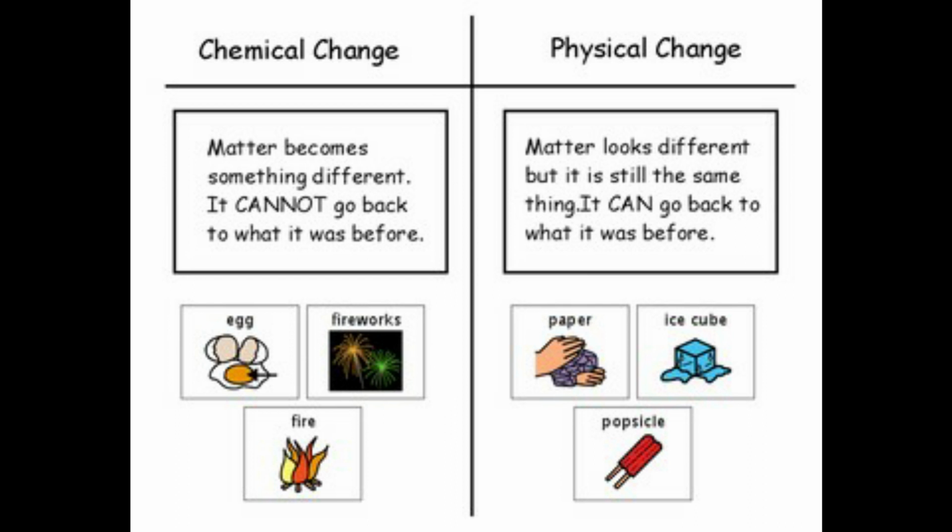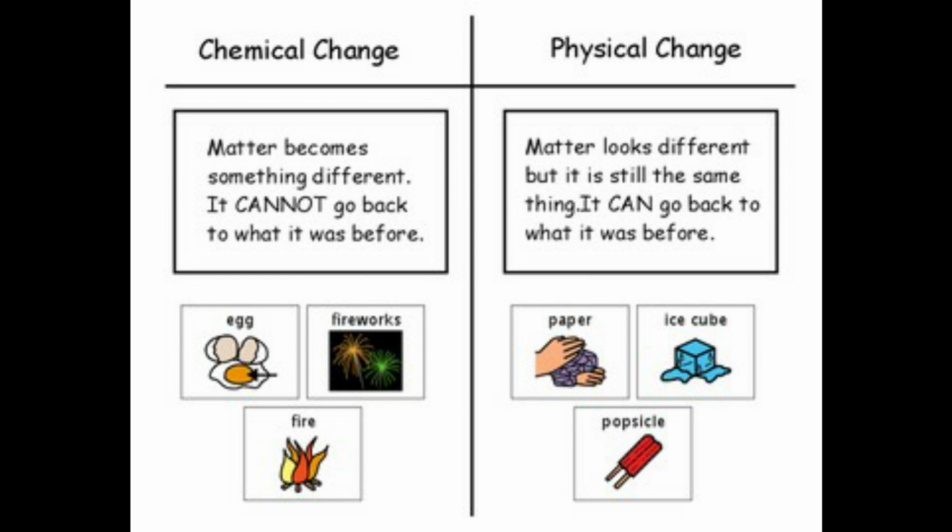Let's take a look at the examples. So under chemical change, the examples of things that can't go back, for example, are like when you fry an egg. When you start, the egg is raw, it's runny, it's liquidy. But when you fry it, it becomes more solid. Can you unfry an egg? Can it go back to being a raw egg? No. The same thing with fireworks or fire. When you burn something, it can't go back to what it was before. You might have started with a piece of wood, but by the end, when you're done burning it, it's just a pile of ash. It's no longer wood.